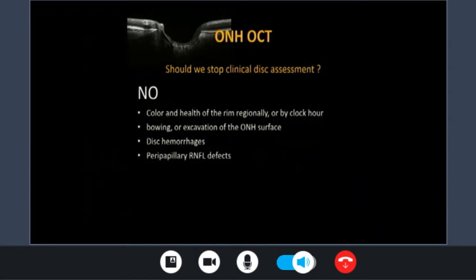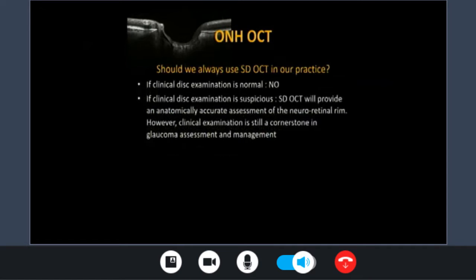Because you need to know if there is a peripapillary nerve fiber layer defect, which the machine will not provide you with this information. You need to see if there is disc hemorrhage or not, and you will not get this in the SDOCT. Bowing or excavation of the optic nerve head surface will not actually be visible with this machine. And the color and health of the rim, regionally or by clock hours, is very important for us as well. However, should we always use SDOCT in our practice?